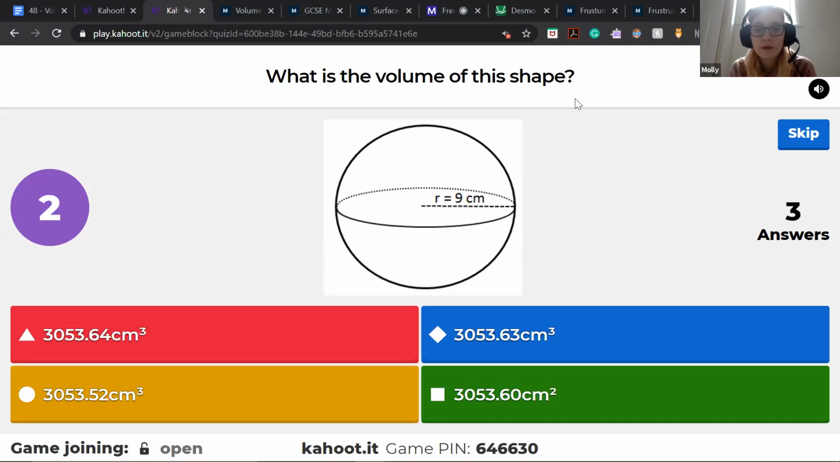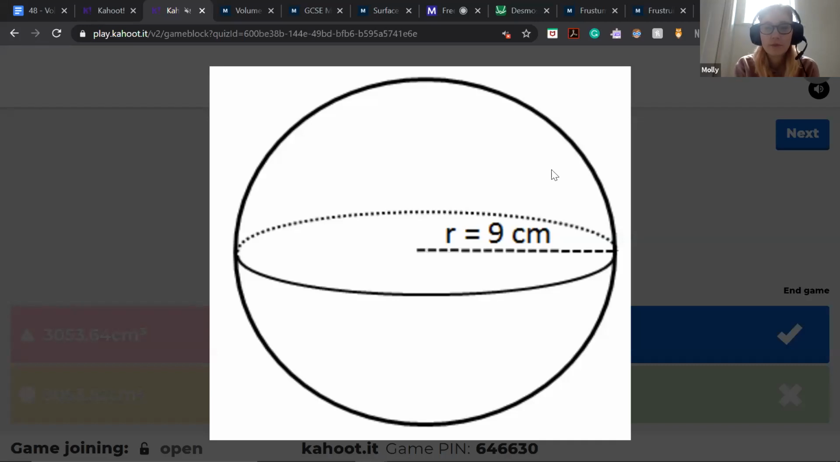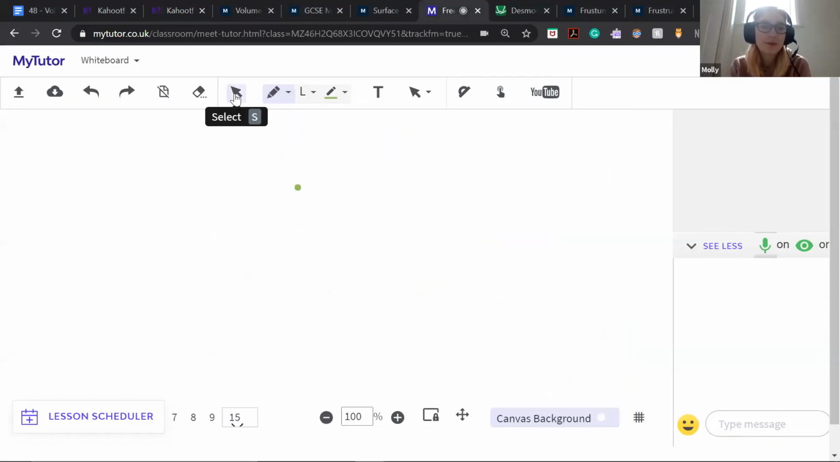Okay. Has everyone done it? Yeah, really well done, guys. Nice. So, okay, I was struggling to draw a sphere. This is clearly the way to do it with the circle in the middle. That makes sense.